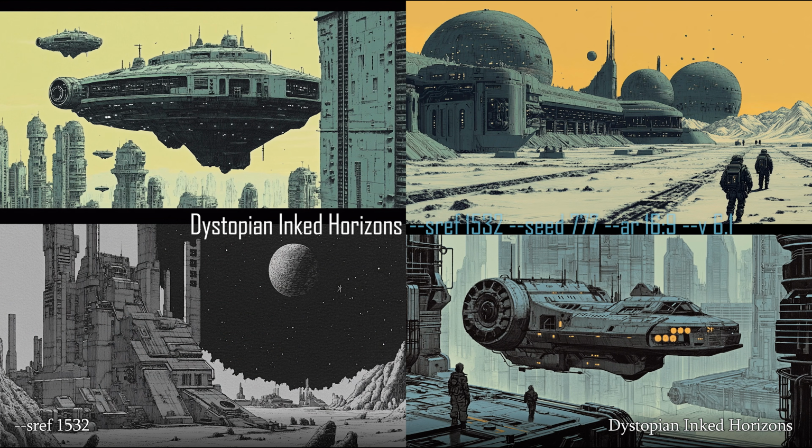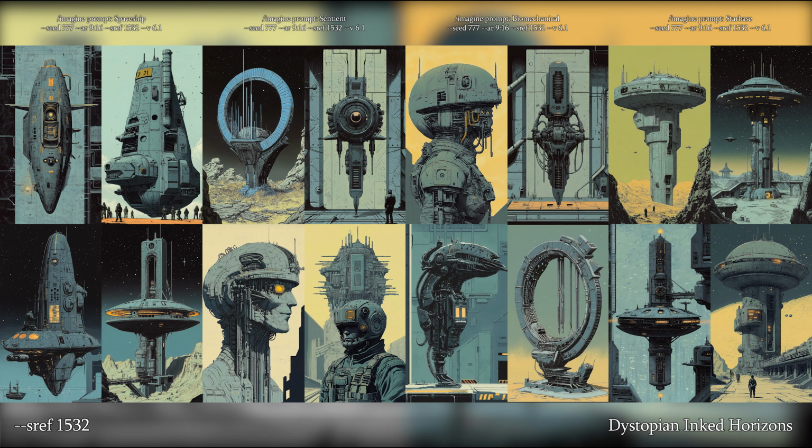1532. Dystopian Inked Horizons. This style has a graphic novel feel. For some reason this really reminds me of Star Wars. Not so much Star Wars feel on closer look though, but I do like this style. It has an interesting color scheme and it's not too dark.